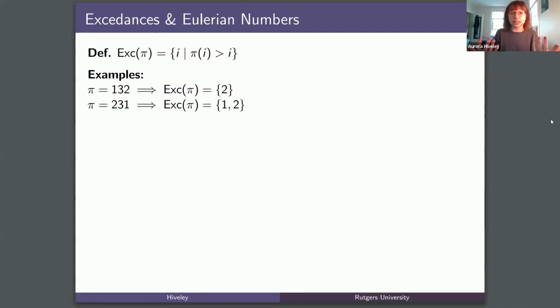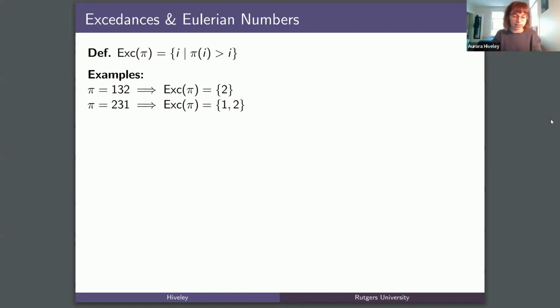They use the language of exceedances. The exceedance set of a permutation is the set of indices such that the entry is greater than its index. And again, notation is weird, so I've given you a couple of examples. In the permutation 1, 3, 2, the exceedance set is just the index 2 because 3 is bigger than 2. Everything else, the entry is smaller or the same as its index. And in 2, 3, 1, both the numbers 2 and 3 are bigger than their indices, so the indices 1 and 2 are exceedances.